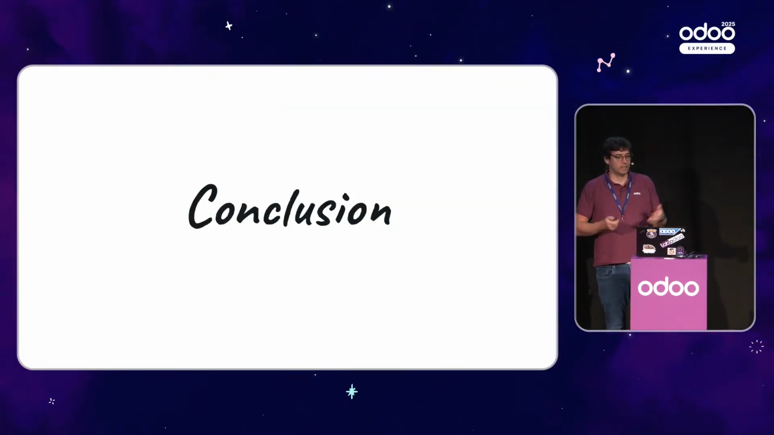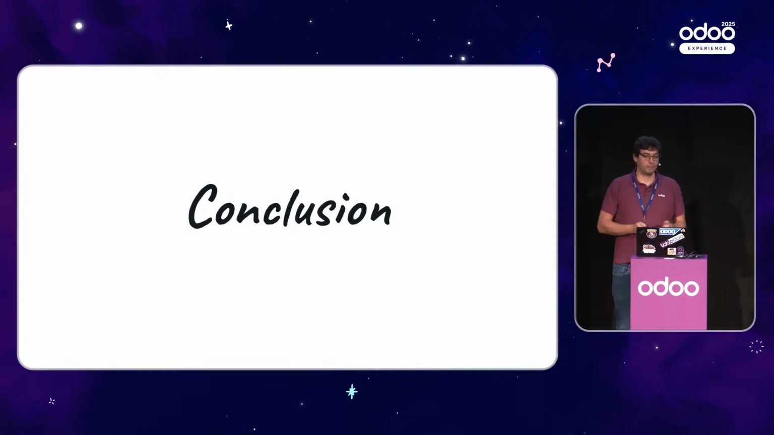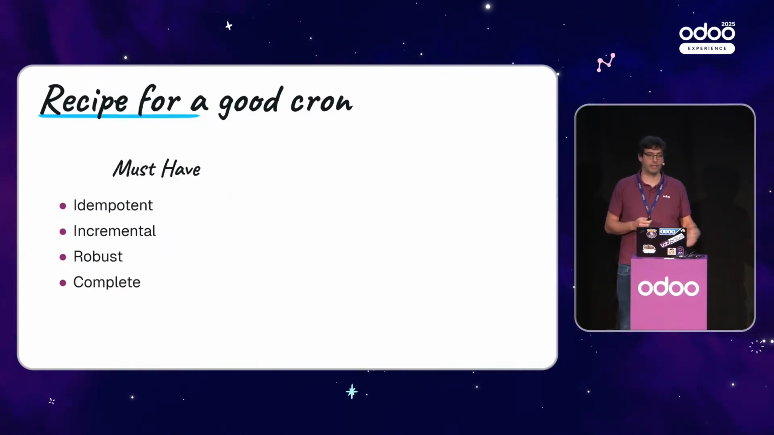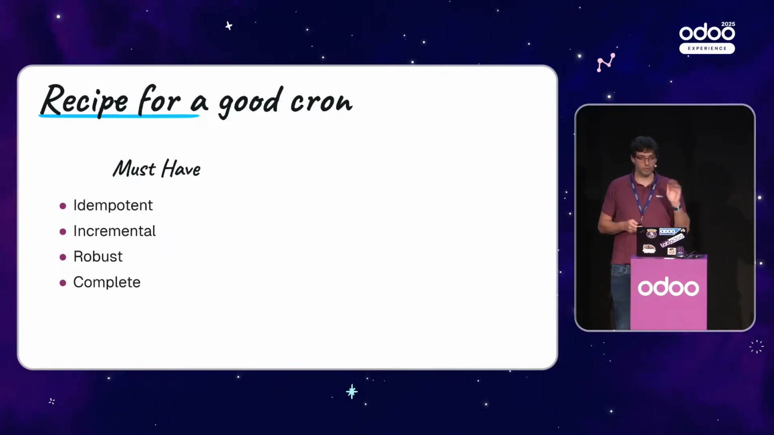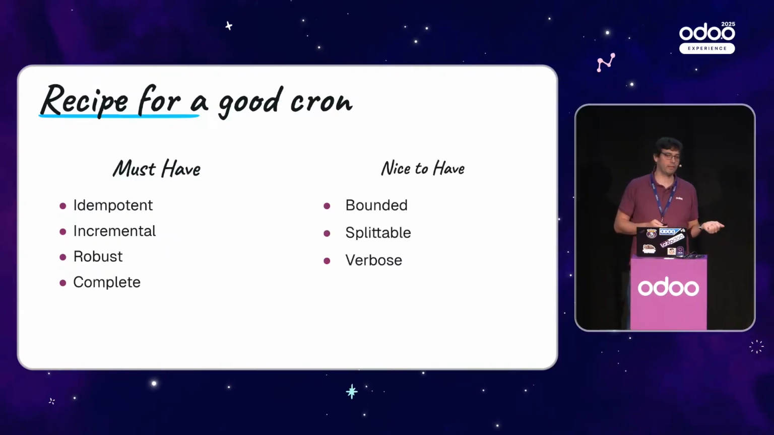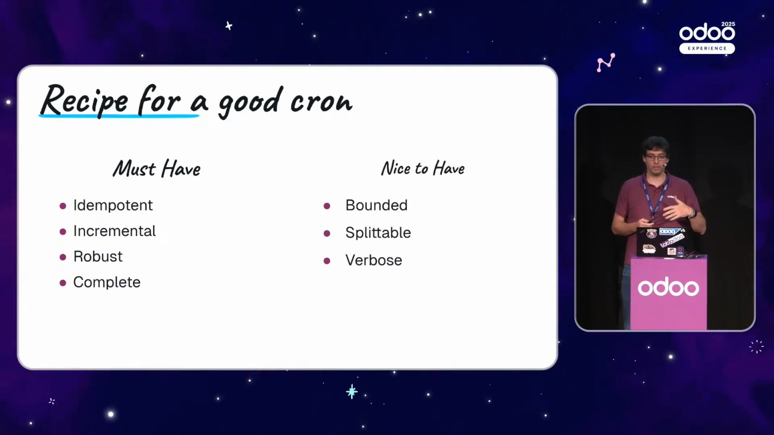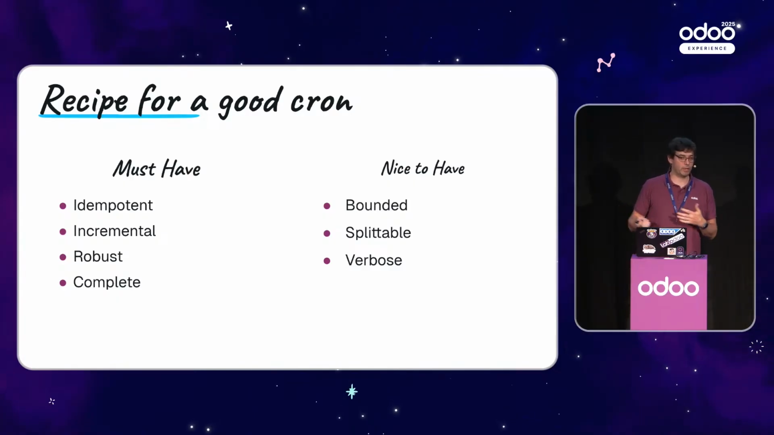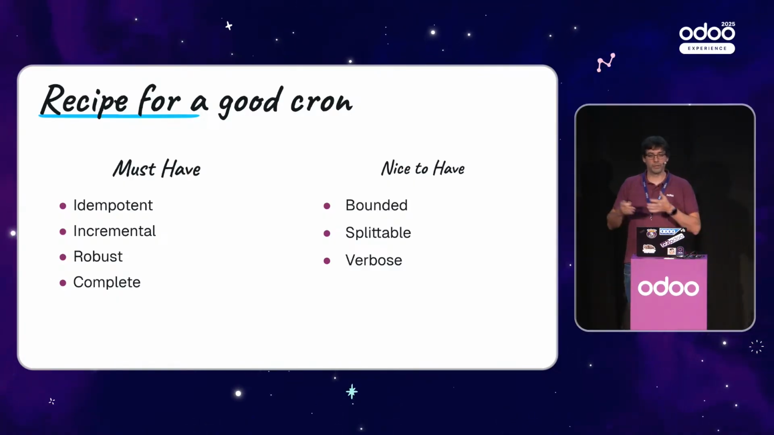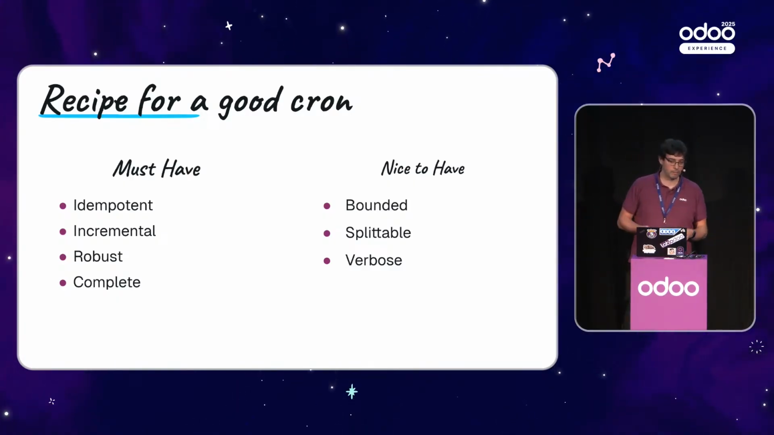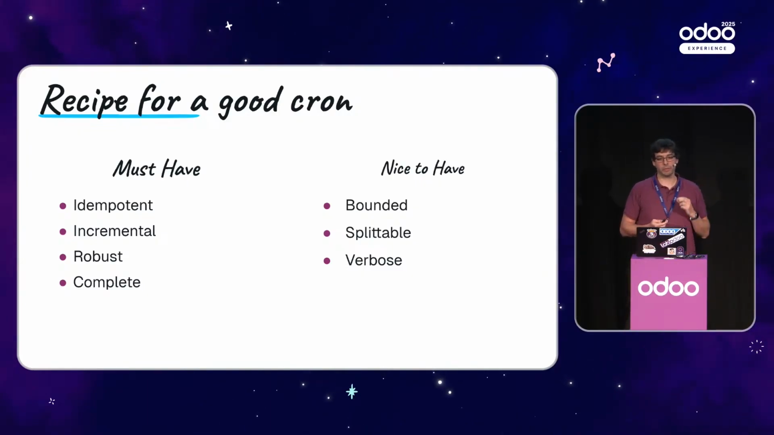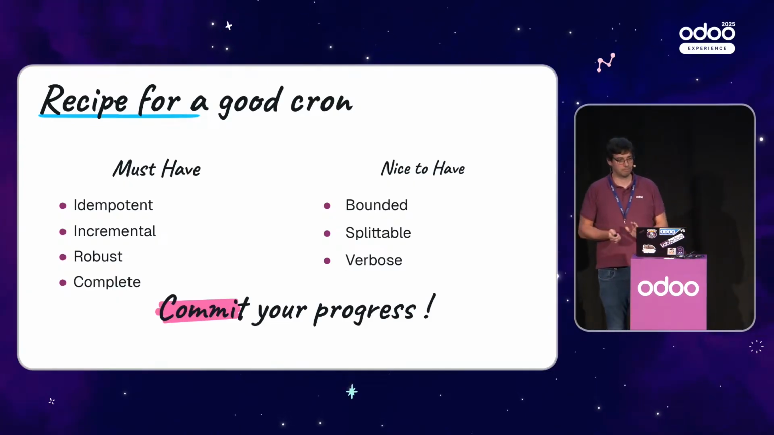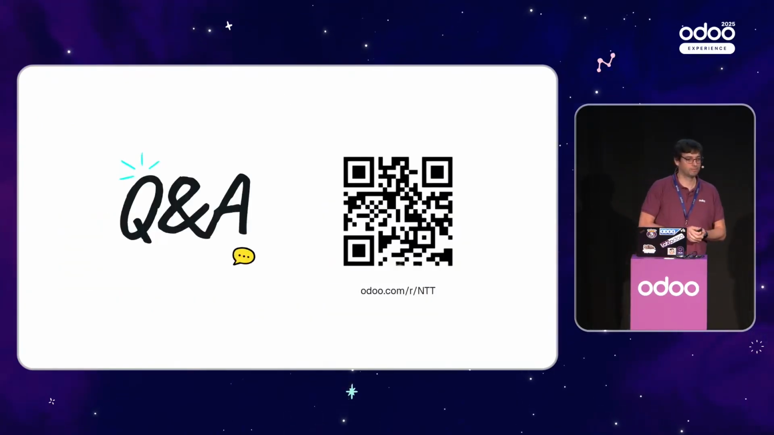Okay? So in conclusion, the recipe for a good cron is basically: be idempotent, incremental, really that's paramount, robust, complete. It's also nice to have them bounded, so don't retry your record all the time. Splittable, it's super easy to implement and can be handy in the future. And of course, verbose in terms of errors. But if there is only one thing you need to remember about this talk, it is: commit your progress. And that's it. So thank you for listening.